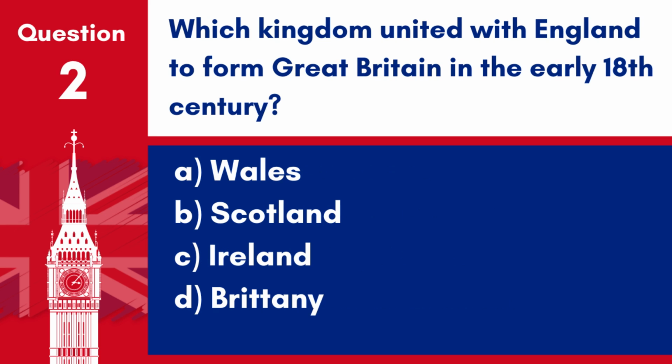Question 2. Which kingdom united with England to form Great Britain in the early 18th century? A. Wales. B. Scotland. C. Ireland. D. Brittany. Answer. B. Scotland. The Kingdom of Scotland united with the Kingdom of England to form Great Britain in the early 18th century under the Acts of Union 1707.